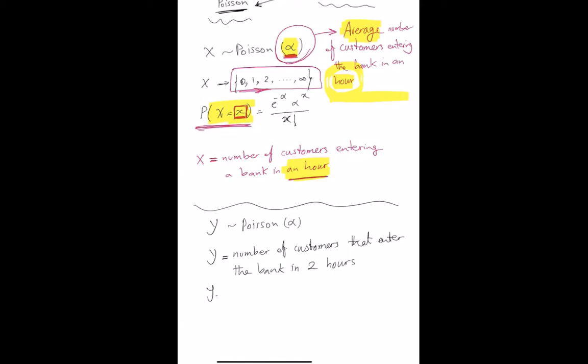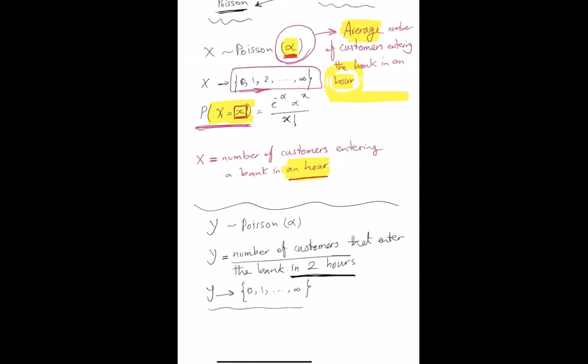Can you tell me what are the possible values for this random variable? 0 to infinity. Exactly. Still 0 to infinity. The number of customers that can enter the bank in 2 hours is still 0 to infinity. And this variable still has a Poisson distribution because we are looking at the number of things that can happen in a time frame, in a frame of space or distance or area. So this is a time frame. So the number of customers that enter the bank in 2 hours is still Poisson, and these are the possible values.